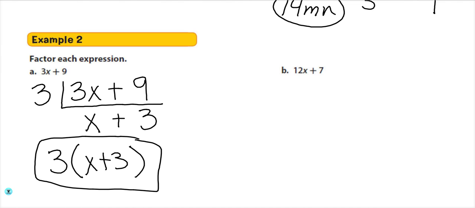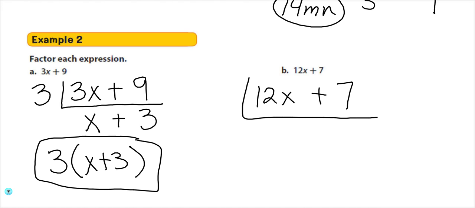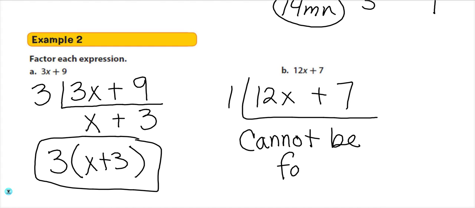All right, let's try it again. So we're going to do 12x plus 7. All right, so it looks like the only thing that's going to go into that is 1. All right, so if I put a 1 here, that means I'm just going to get everything else again. So what happens is when you can't factor anything else out, then you just write cannot be factored, which just means it's not going to work, okay? So if 1 is the only thing you can take out, then that means it cannot be factored.